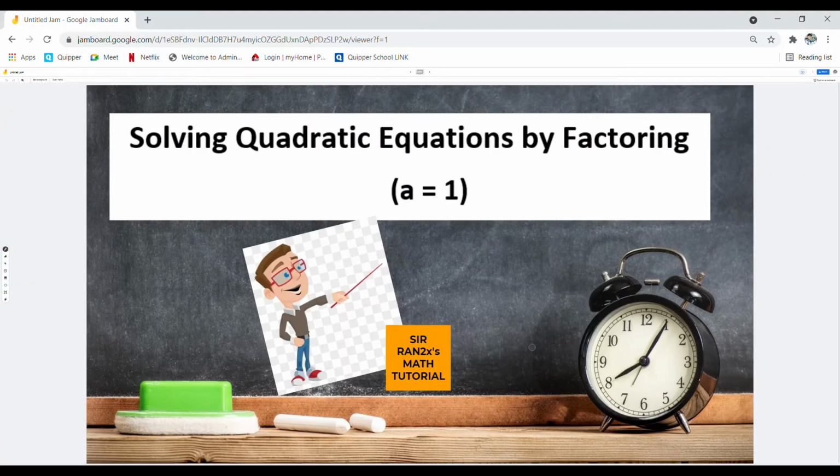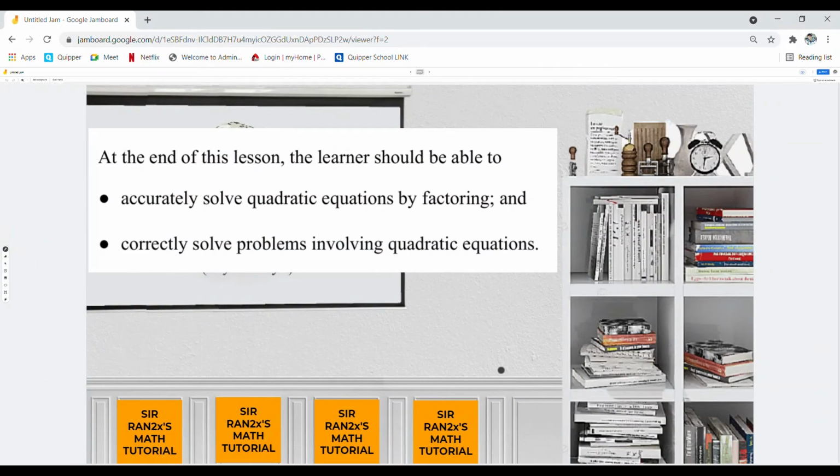Today, we'll be solving quadratic equations by factoring. So the method that we're going to use today is by factoring, and specifically the quadratic equation wherein a is equal to 1. Okay, we'll be solving quadratic equations where a is equal to 1, and we'll make use of factoring.